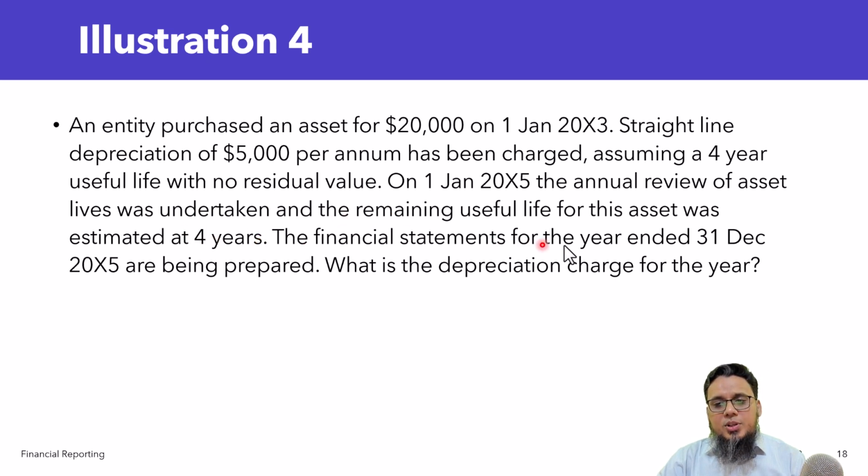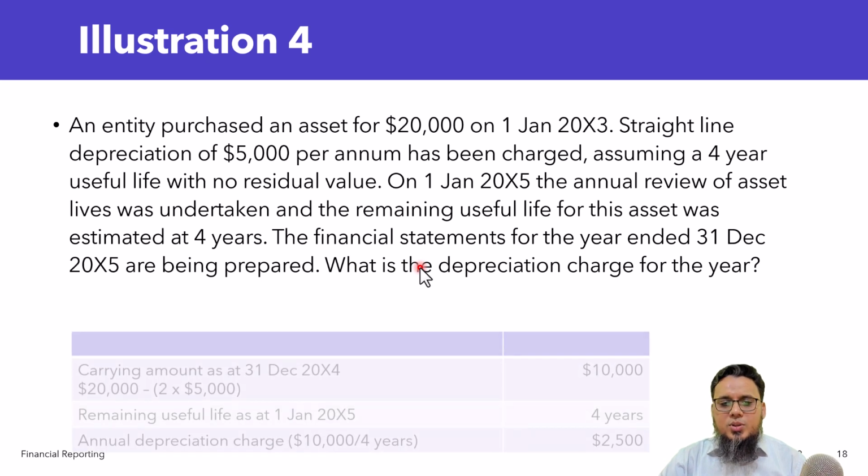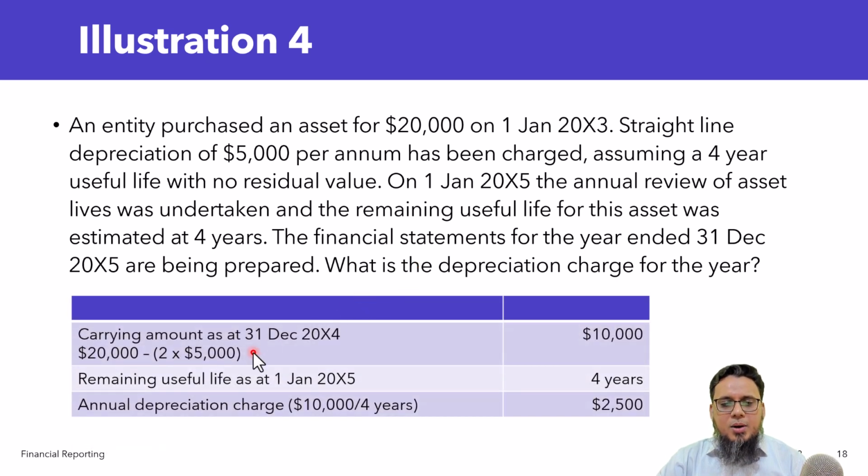The financial statements for the year ended 31st December 20x5 are being prepared. What is the depreciation charge for the year? So the carrying amount at that time is $20,000 minus 2 years of $5,000, which is $10,000. Remaining useful life is 4 years. So the annual depreciation charge is the revised carrying amount at that year end divided by the remaining useful life, which is $2,500.